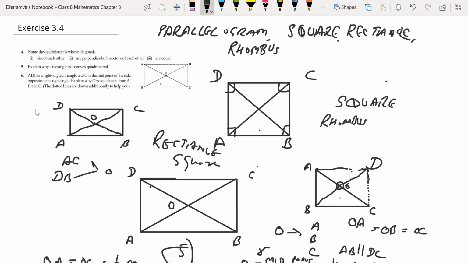Now I hope you well understand this chapter, Understanding Quadrilaterals. In this chapter, at the initial stage, we covered the full concepts of quadrilaterals. Then we solved each and every question of each and every exercise. I hope you understand it well.